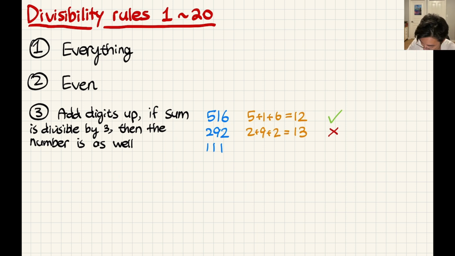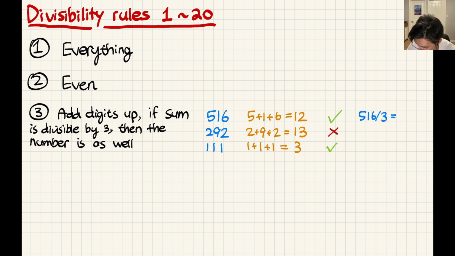Right, 111, that one's easy. 1 plus 1 plus 1 gets us 3, which is divisible by 3. Which is kind of cursed. 111 shouldn't be divisible by 3, but it is. And if we just quickly do the math here, let's see.